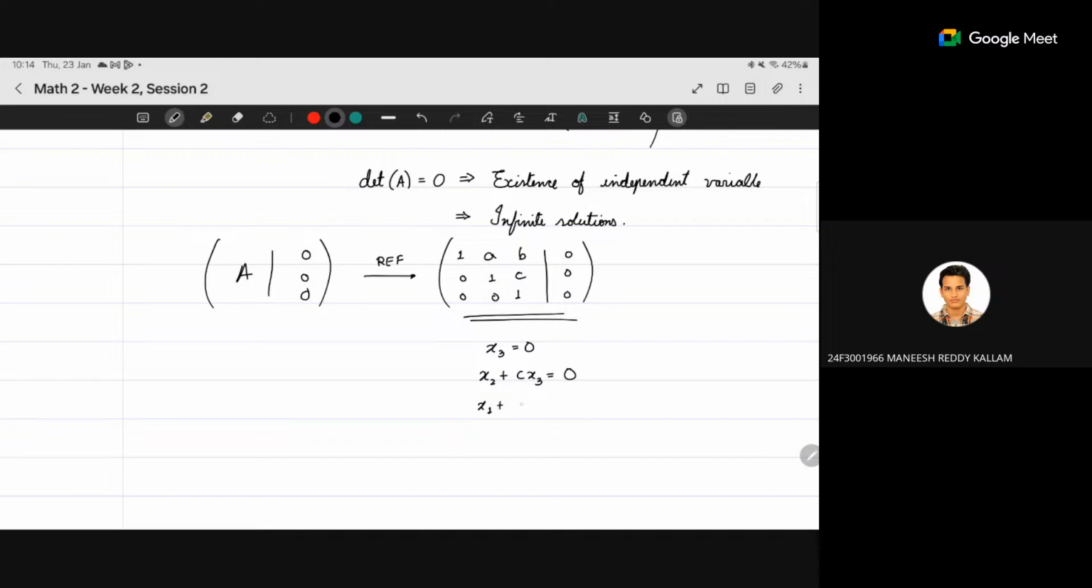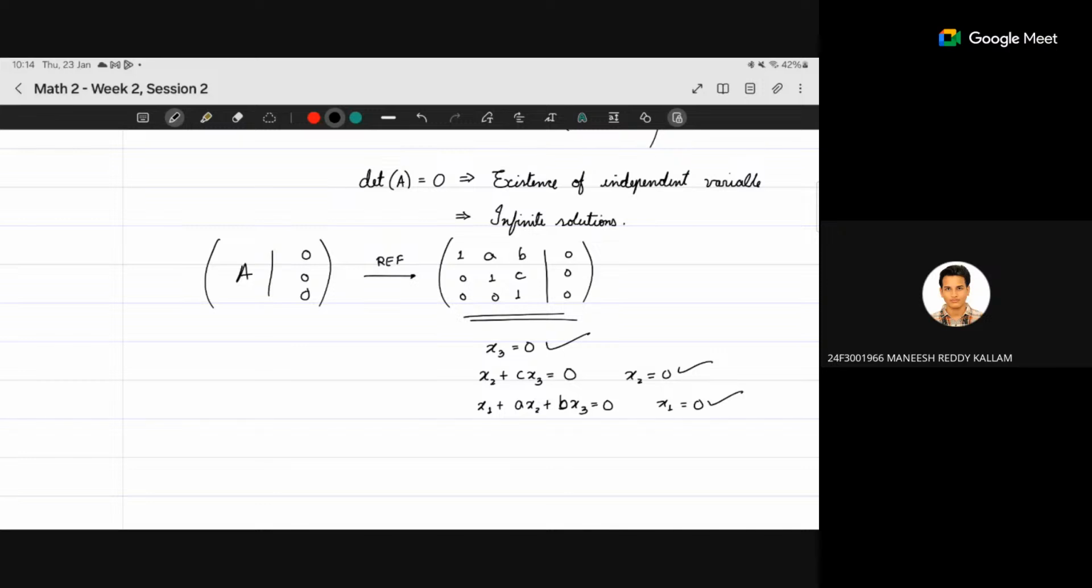And x1 plus ax2 plus bx3 is equal to 0. So x3 is equal to 0, but x3 equal to 0 here will give me x2 is equal to 0. And that gives x1 equal to 0. You can work out with a specific example if you want, but I think now you got it, right? Yes, I got it.